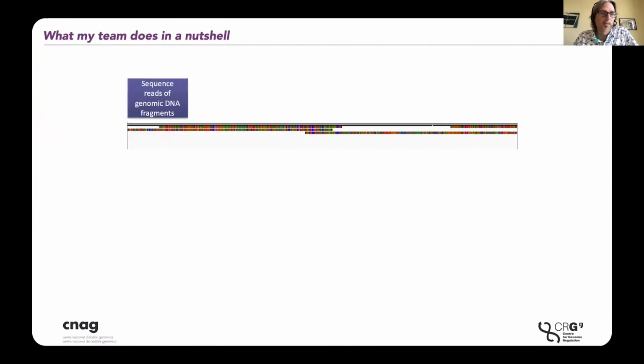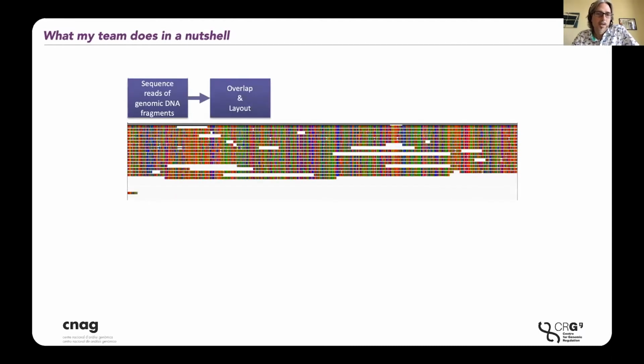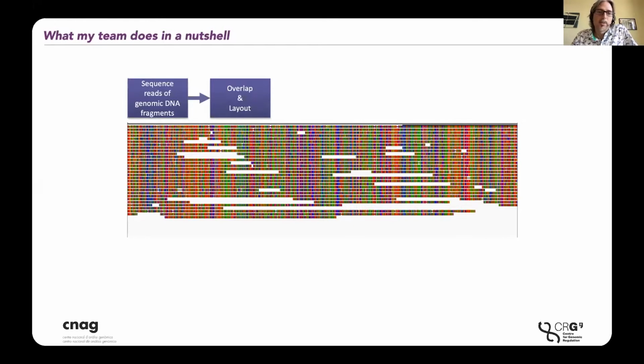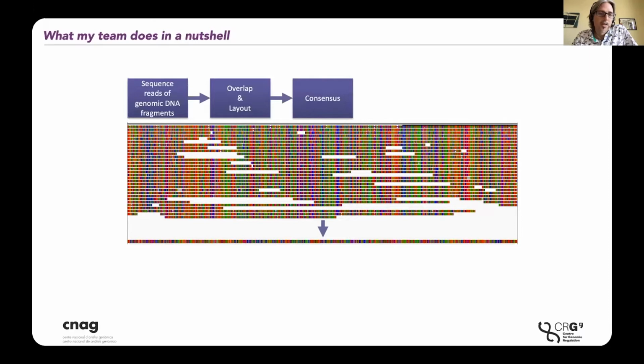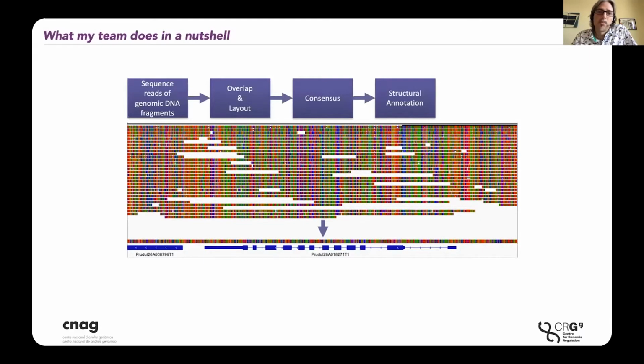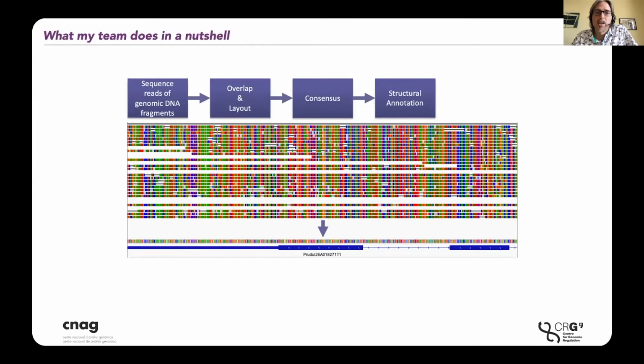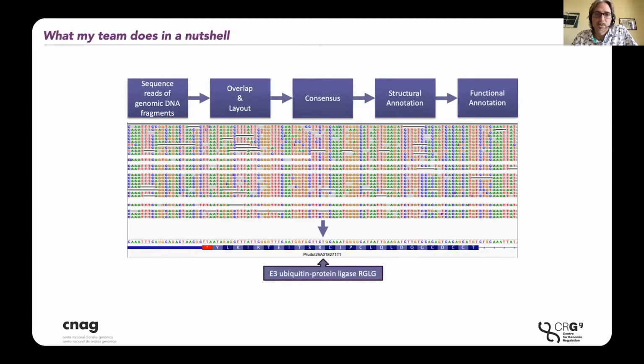Just a quick overview of what my team does in schematic form. Basically, we do the assembly, so it involves detecting overlaps between the long reads that Marta was talking about, deriving the consensus, and then we do the structural annotation of genes and also the functional annotation.